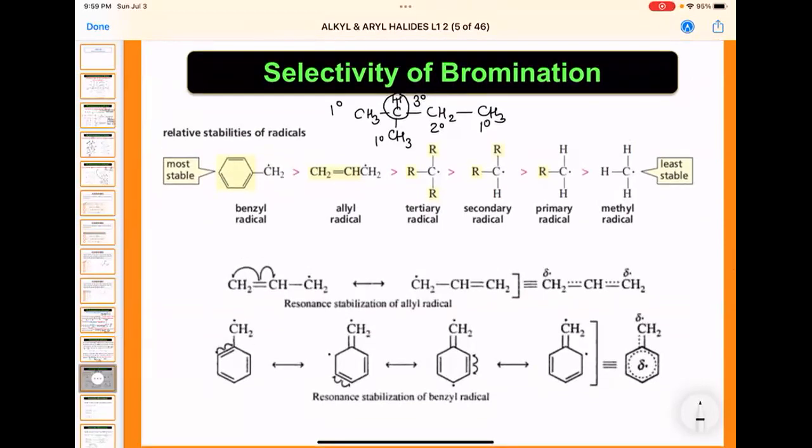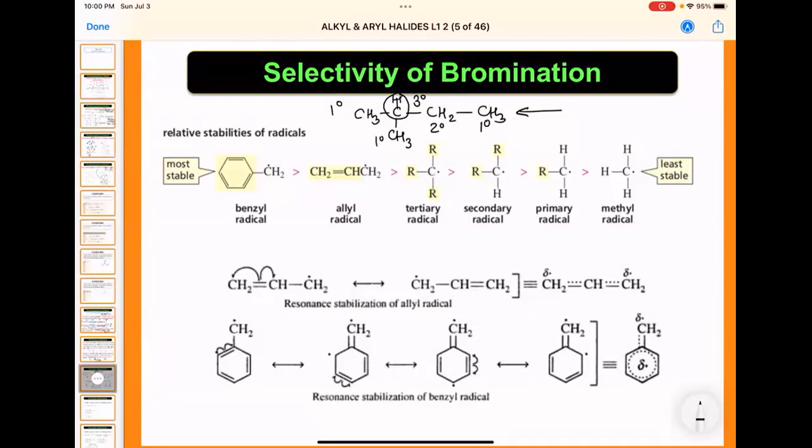Where will bromine attach itself in this compound? You need to tell me, Samara. On the tertiary carbon. Tertiary. Why tertiary? Tell me. Yeah, Nabil, any idea why tertiary carbon?